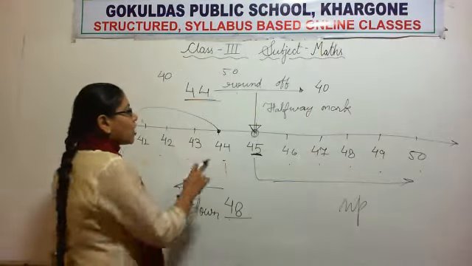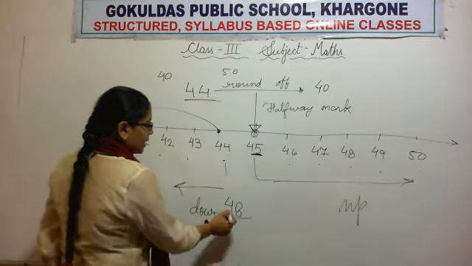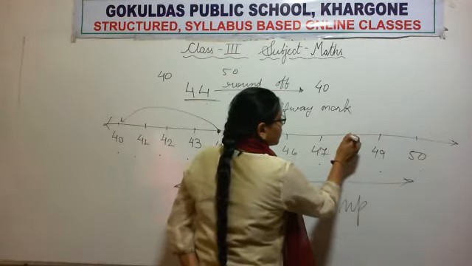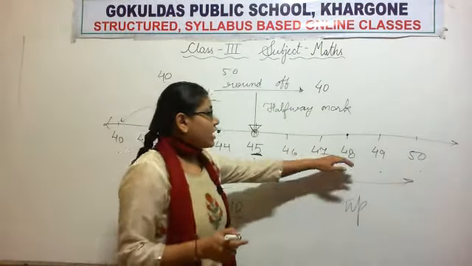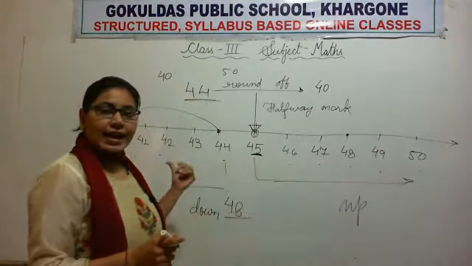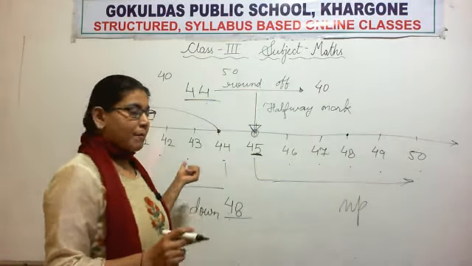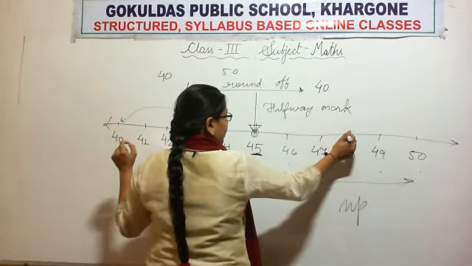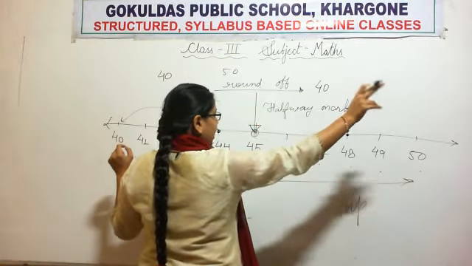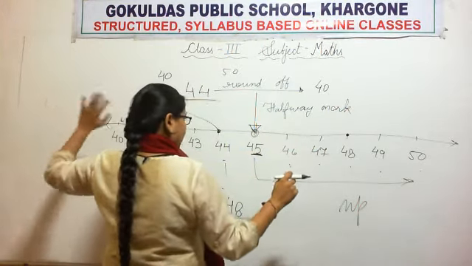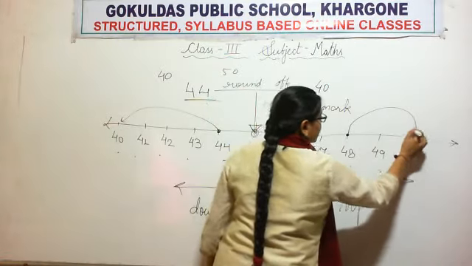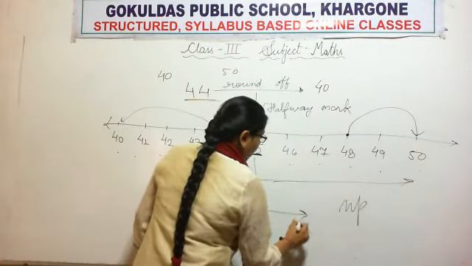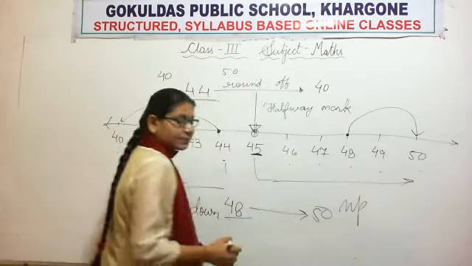Now we will mark the number. Our number is 48. So this is 48. Now we will check where our number is, whether it is right of the halfway mark or left of the halfway mark. See, this is our number 48 and it is right of the halfway mark. This is right and this is left. The number is right of the halfway mark, which means we will round it up to 50.